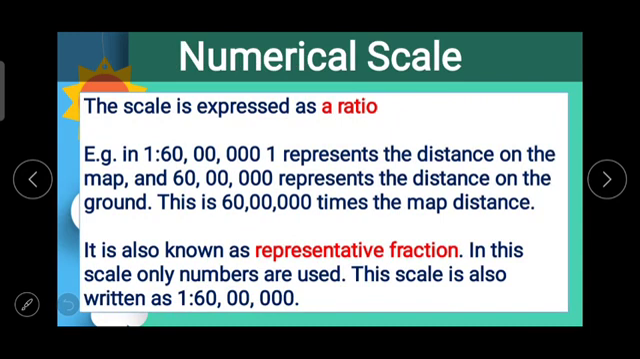Now the next one, numerical scale. Again numerical, which is nothing but related with the number. So the scale is expressed as a ratio, as a ratio.